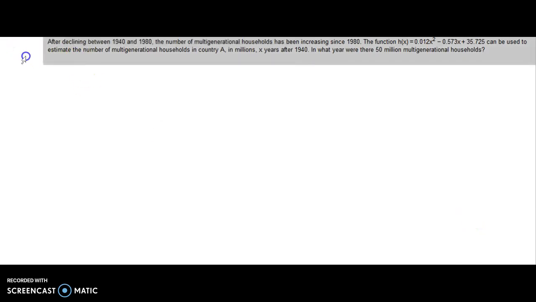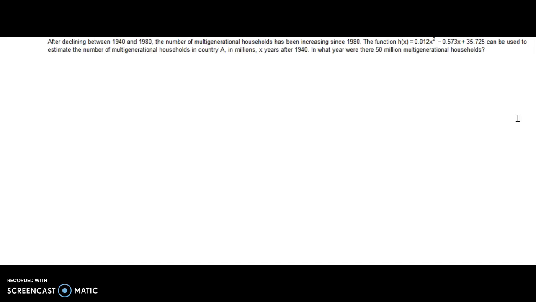After declining between 1940 and 1980, the number of multi-generational households has been increasing since 1980. The function given here can be used to estimate the number of multi-generational households in country A in millions, X years after 1940. In what year were there 50 million multi-generational households?